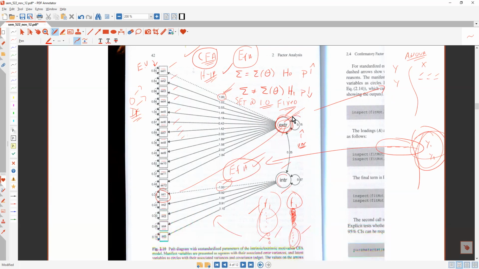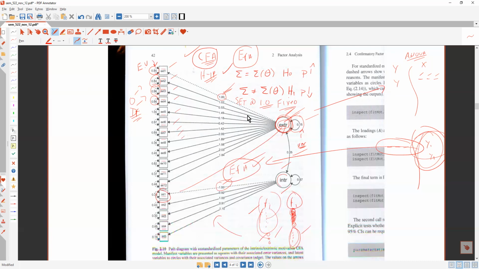This is a variance associated with this factor that can be estimated. It could also be fixed if you really wanted to, but in this case, they estimated it. Here's a covariance between factors. And these are error variances associated with those observed variables. And those can be estimated as well. Sometimes you could actually fix those as well too. So there's a lot of freedom in this.